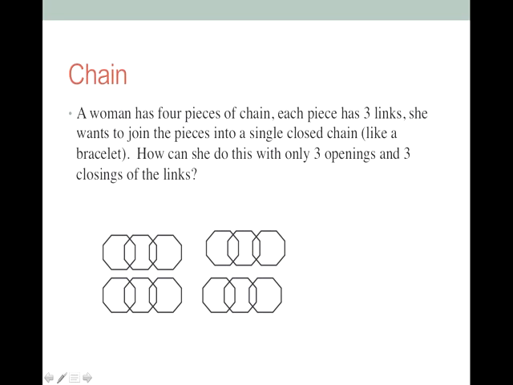Another famous example: I have 4 pieces of chain, these little pieces of chain down here at the bottom, and each piece has 3 links. She wants to make a bracelet, a full closed chain. How can you do that with only 3 openings of a piece and 3 closings of the pieces?